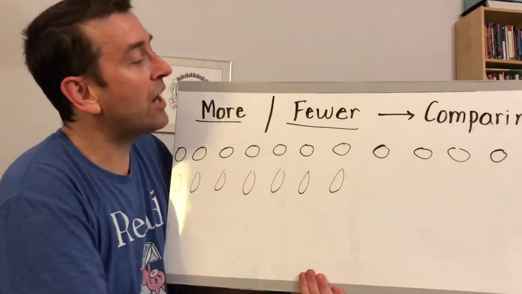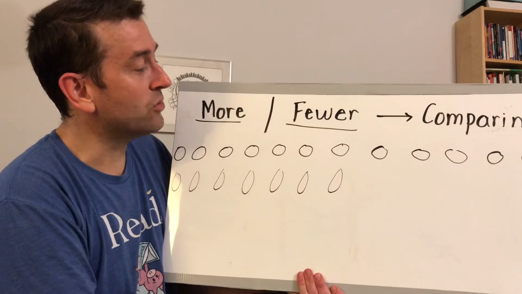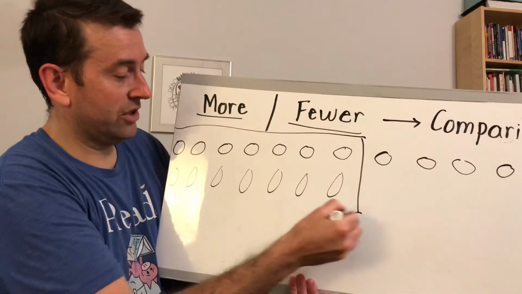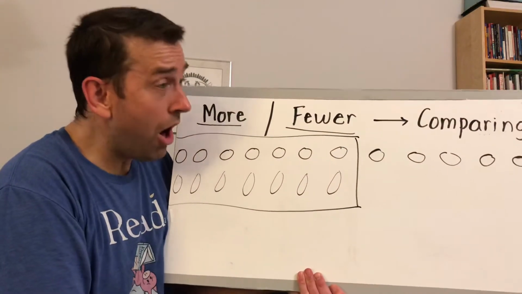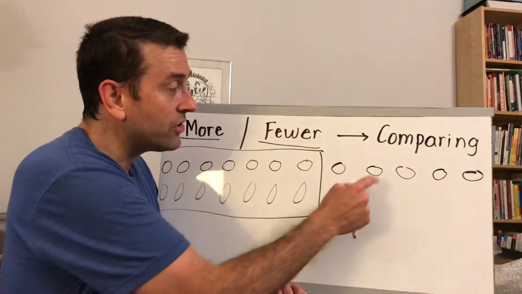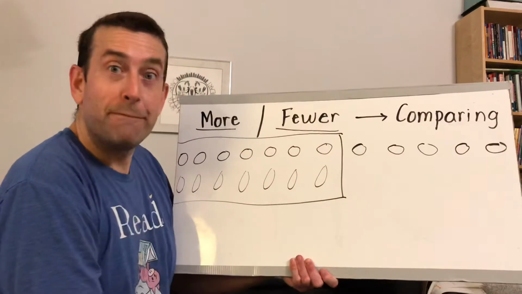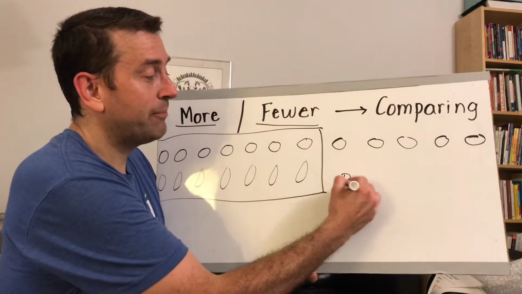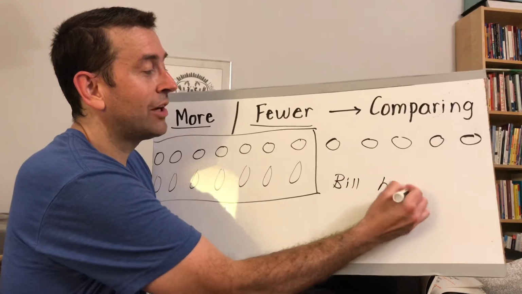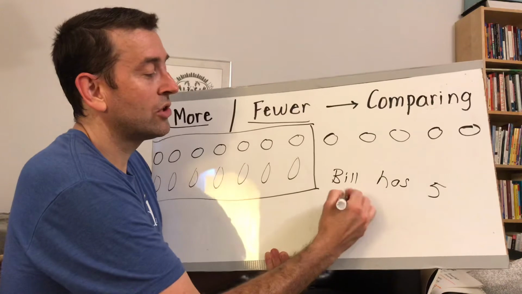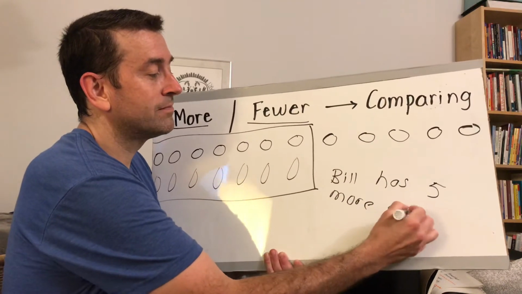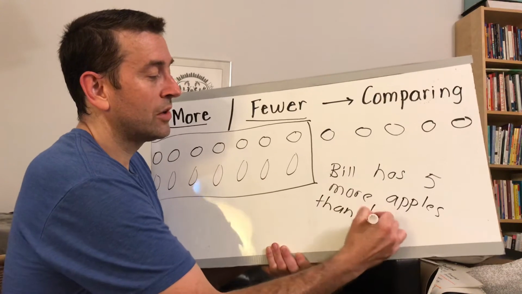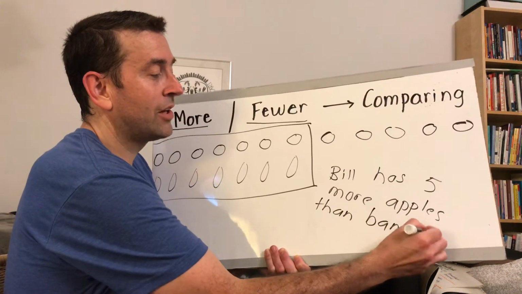So how many more apples do I have than bananas? Well, this part is the same. So I'm not going to look at that part. That part's the same. Oh, check that out. 1, 2, 3, 4, 5. Bill has 5 more apples than bananas.